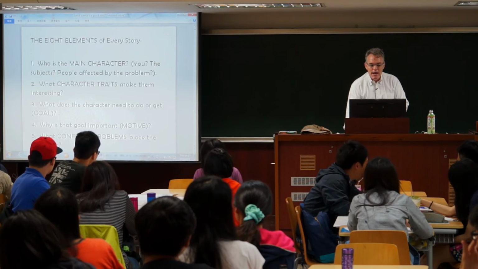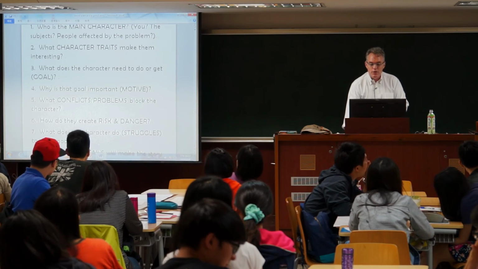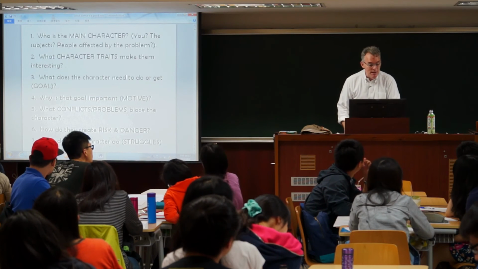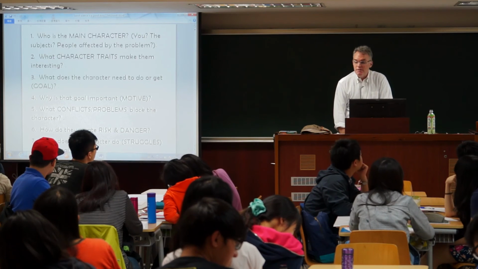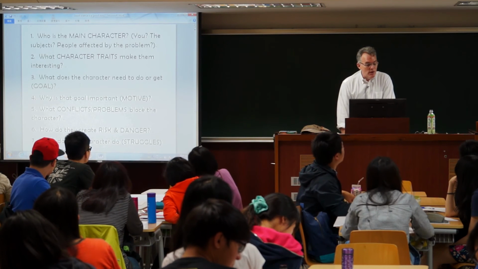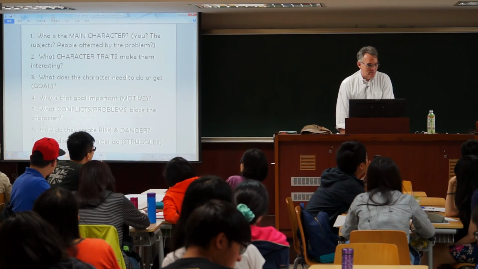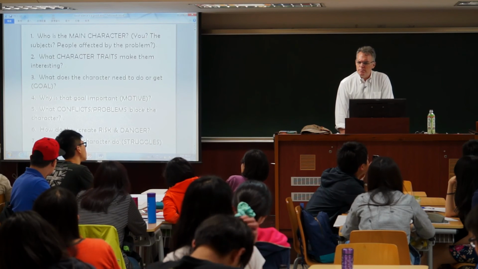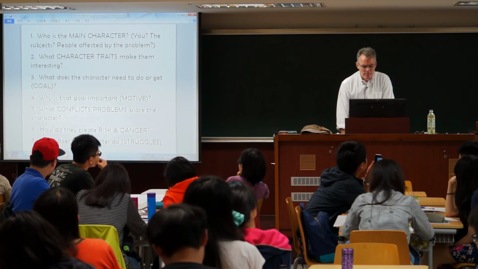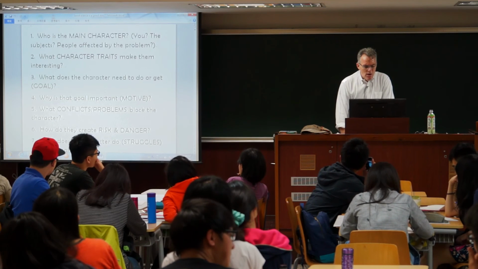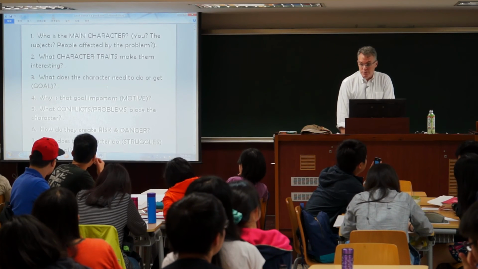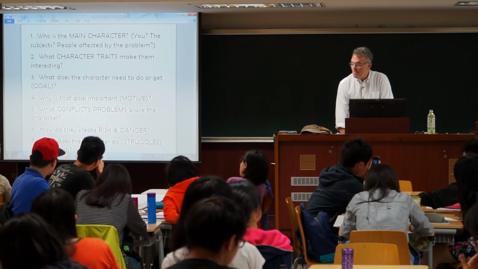Okay. So those are the eight elements of the story. You have your main character. Is it you? Is it the subjects that you're studying? Is it people affected by a problem? The characters can be whoever you want. What are the character traits that make them interesting? Give them some personality. In most cases, you don't want to make them just neutral. What's your goal? Or what is the character's goal? And what is the motive behind that goal?